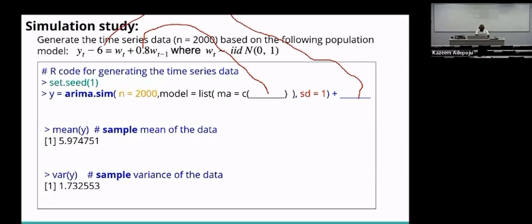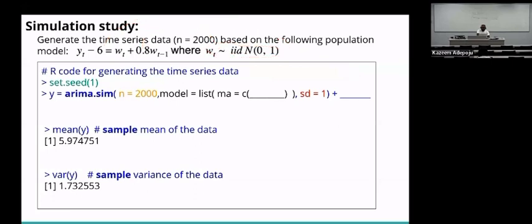Because I look at the specification of a white noise here. It follows a standardized normal distribution with mean 0 and variance 1. When the variance equals 1, the standard deviation is going to be equal to 1 as well. So that will complete all of that.